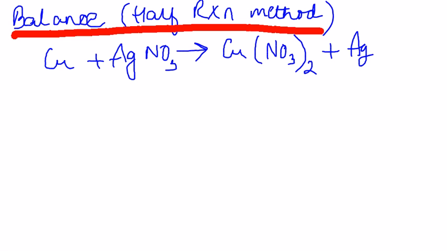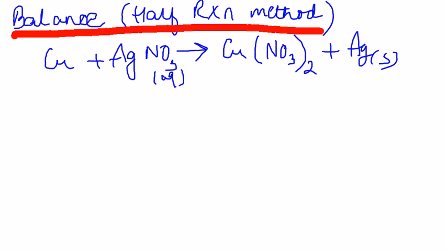Okay, I want to show you the balancing using the half reaction method. Over here we have copper solid plus silver nitrate, in aqueous form, giving you copper 2 nitrate in the aqueous form, and then silver solid gets precipitated in the solution. Realize in this particular case that your nitrate is a counter ion, so it's a spectator ion which is going to get cancelled.